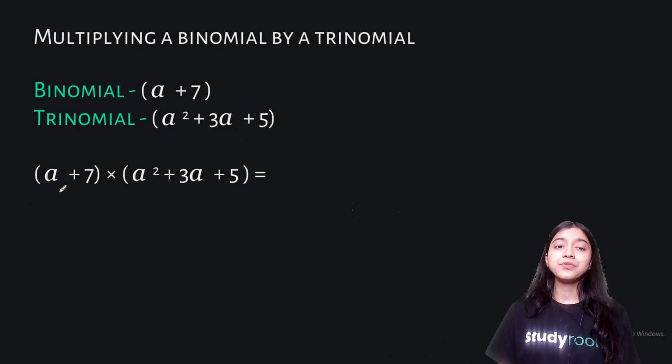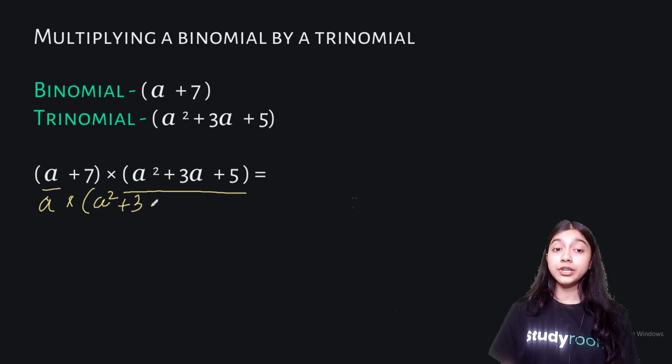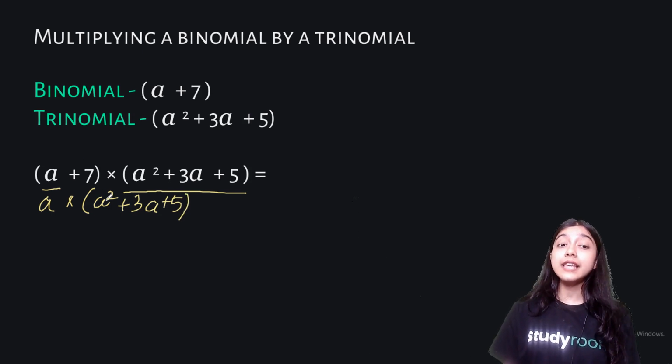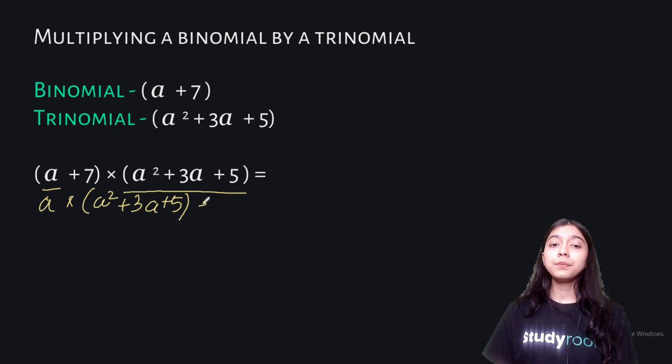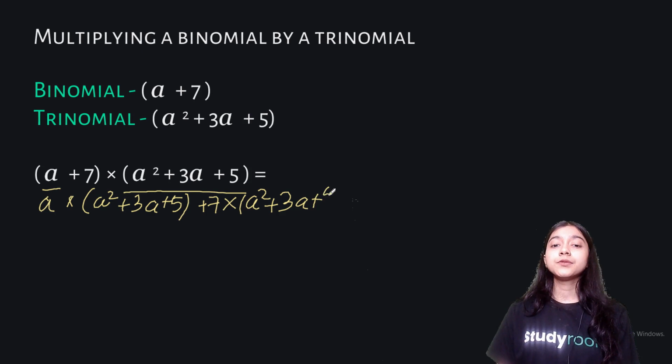Let's multiply it. So, in order to multiply it, the process is just the same. All we have to do is, we will take the first term of the binomial and multiply it with this entire trinomial. So, what I'll write is, a will be multiplied with the entire trinomial, that is a square plus of 3 times of a plus of 5. Now what I'll do is, I'll take the second term of the binomial, that is plus 7, and I'll be multiplying it with the entire trinomial, that is a square plus 3 times of a plus of 5.